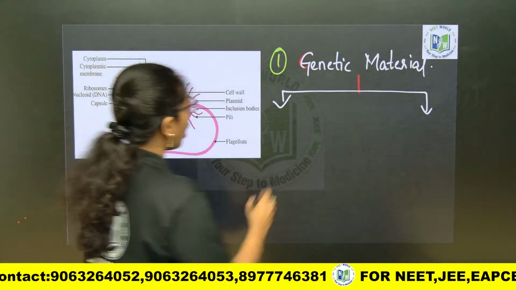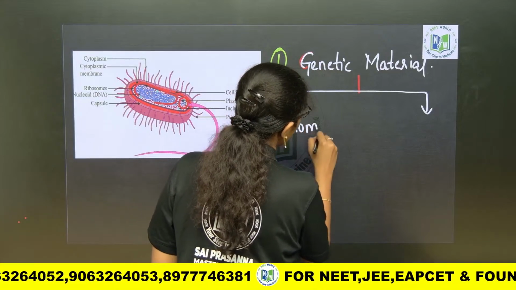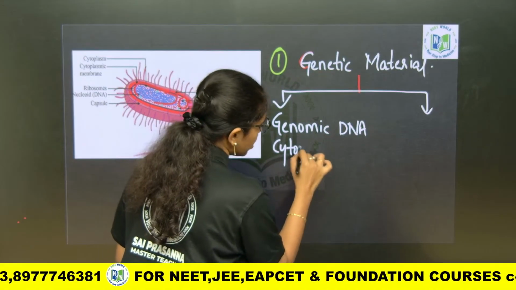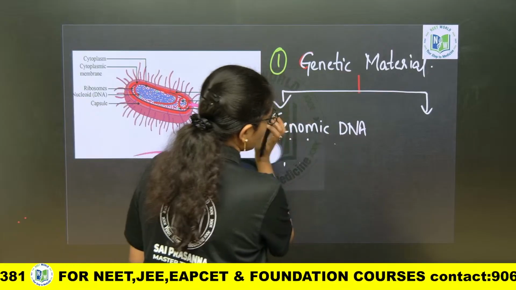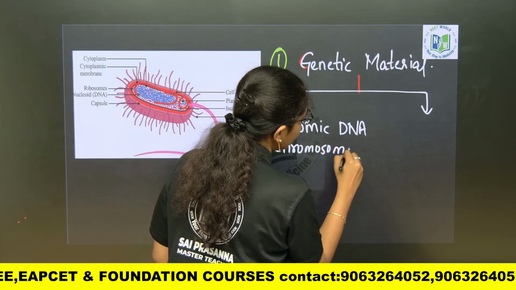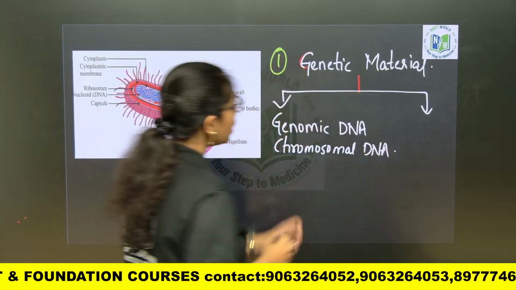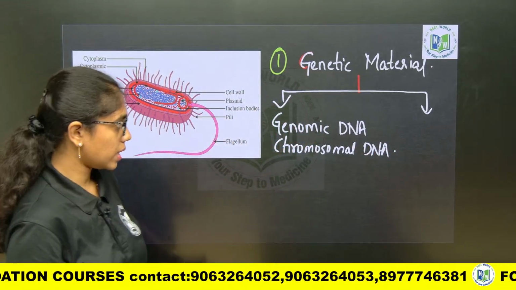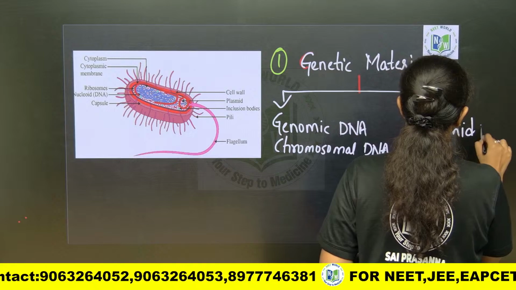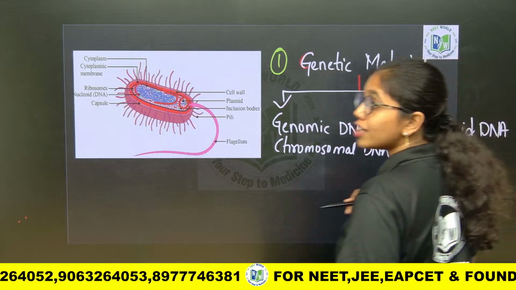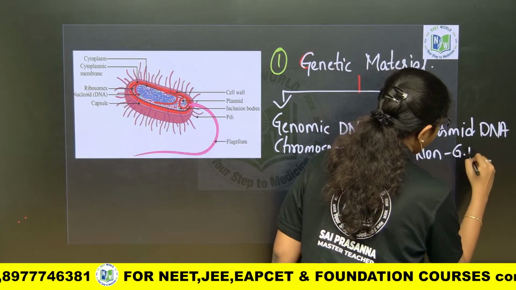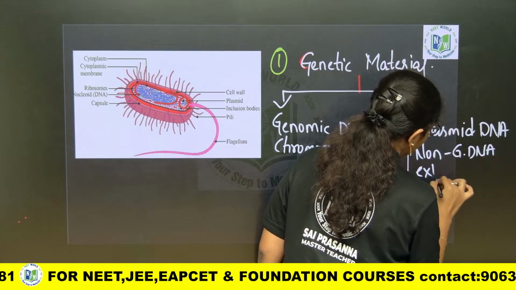Genomic DNA is also called chromosomal DNA, genomic DNA or chromosomal DNA, one and the same, whereas plasmid DNA is also called non-genomic DNA or extrachromosomal DNA.